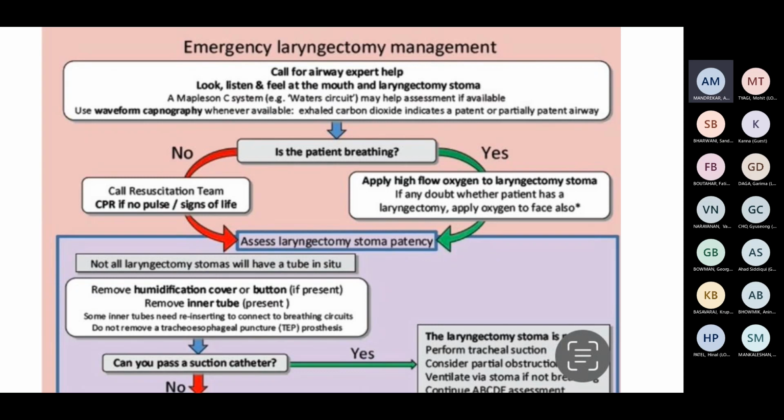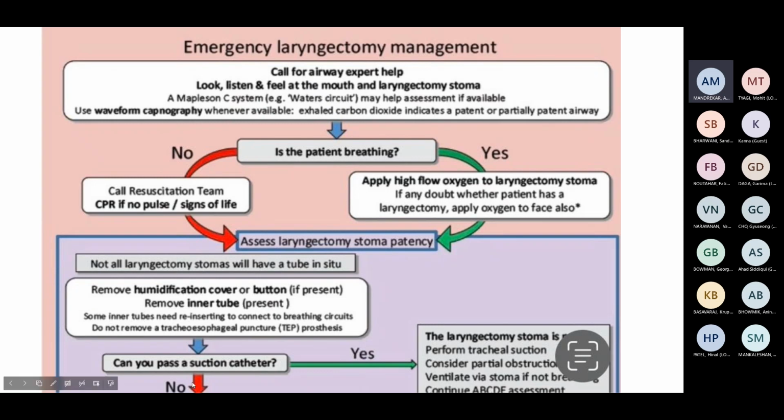So again, calling for help is the first thing, and then assessing the patient by look, listen, and feel. If the patient is breathing, then you would apply oxygen. And again, just to avoid confusion, when you're not sure if this is a laryngectomy patient, it's okay to put a face mask and a mask over the laryngectomy stoma. And then you would start assessing the stoma patency.